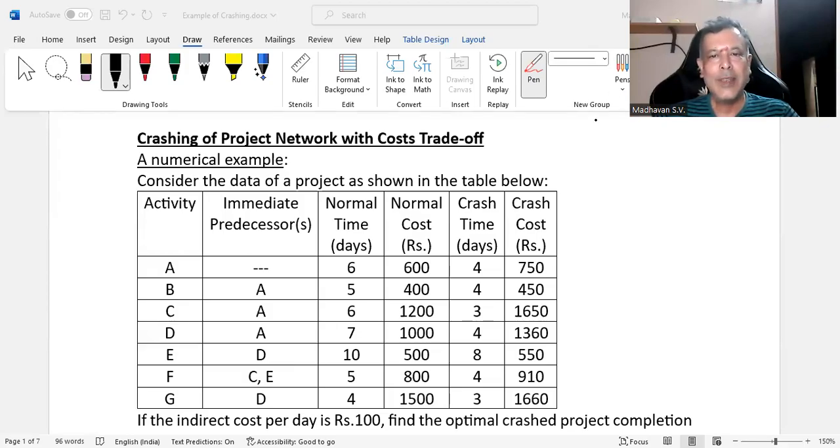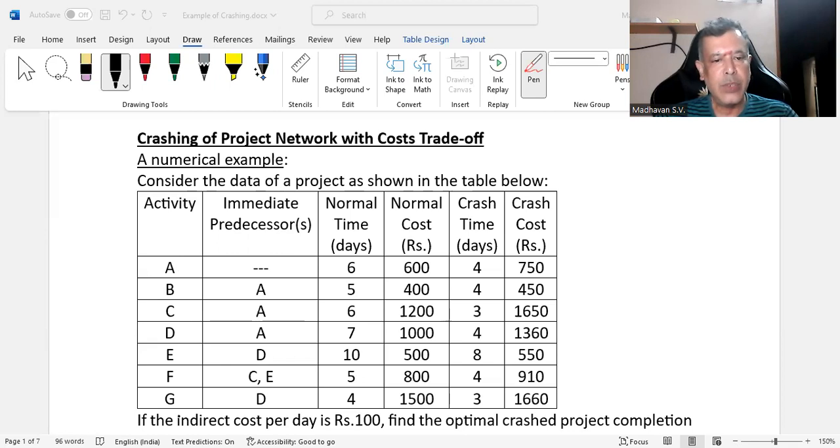Hello everyone. In this video, we'll understand how we do crashing of a project network so that we can find the optimal crashed project duration. The following is an example. Consider the data of a project as shown in the table below.